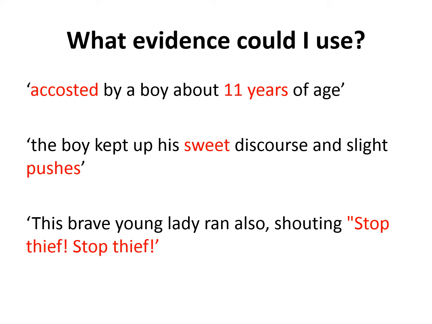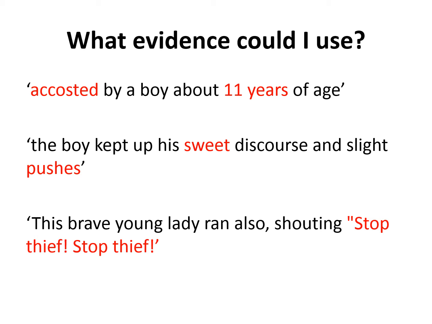So the first one I've got here, as you can see, is the fact that she was accosted by a boy about 11 years of age. I like that quote because I know I could say something about the word accosted, which is quite an aggressive way to go up to someone. If you accost someone, it means you go up to them, quite quickly, quite forcefully. And the fact that he's only 11, I could talk about that. That's very young for a boy to accost someone. So there's a few things I can say about that quote.